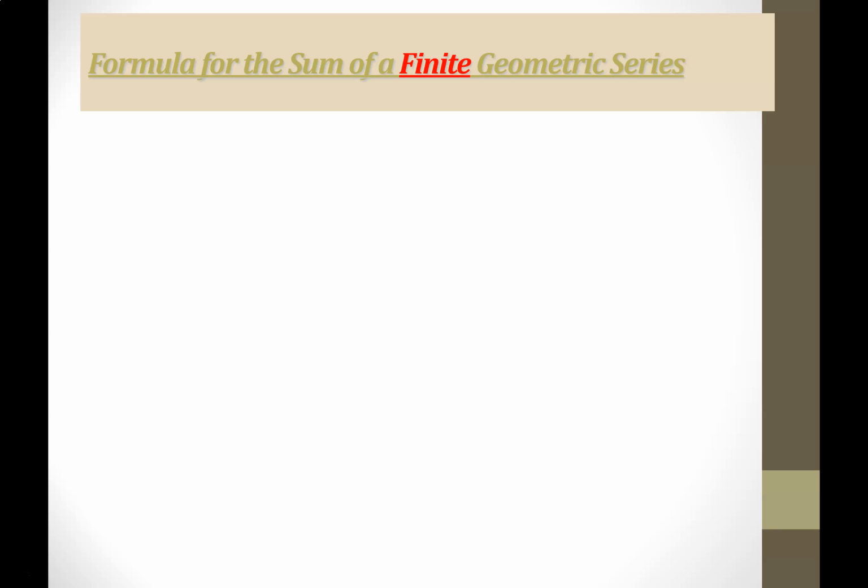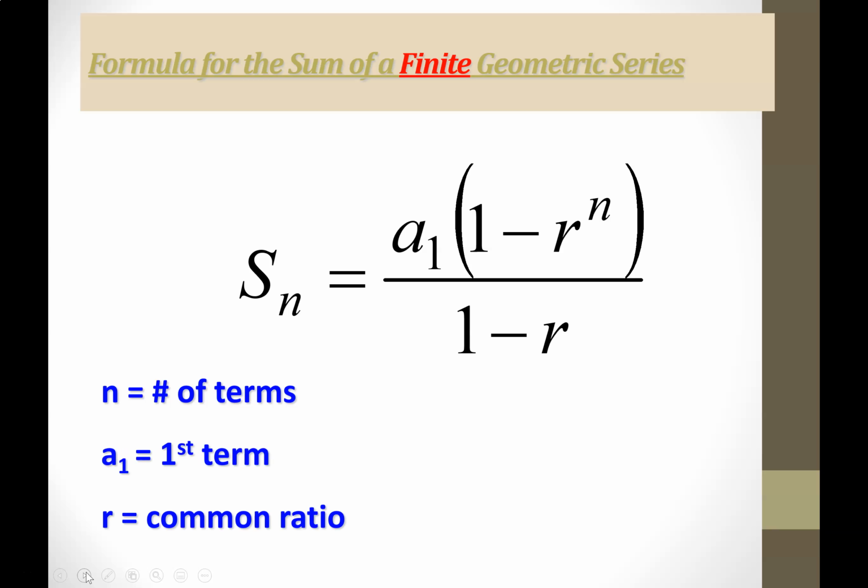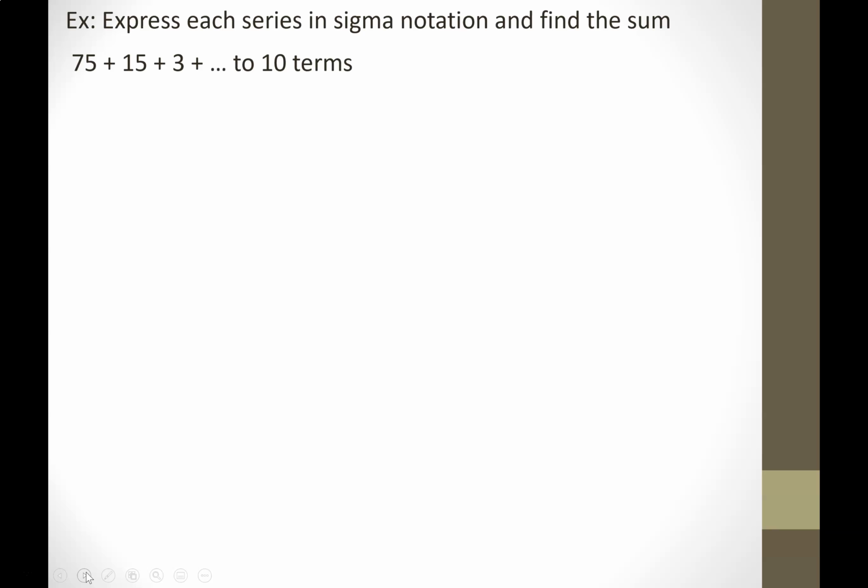All right, now we need to find the sum of a finite geometric series. So this is going to be another formula. Make sure you write it down also. We've gone over this too. Make sure you label all parts. So the n being the number of terms, a sub 1 being the first term, and r being your common ratio. Let's try an example.